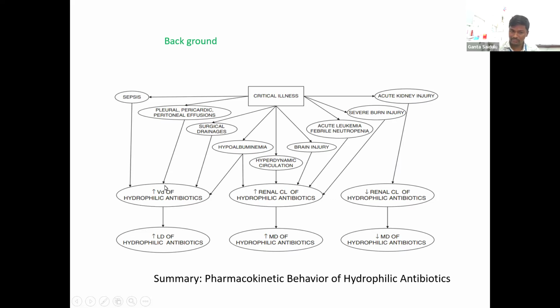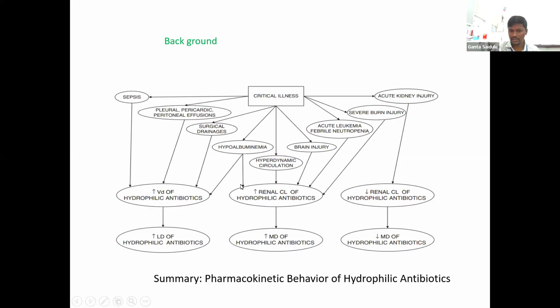So when you increase the volume of distribution of an antibiotic, whatever standard doses you are giving become suboptimal doses. So you have to give additional doses, which is called the loading dose. That should balance this and achieve the required concentration. So that's why you have to use loading doses.